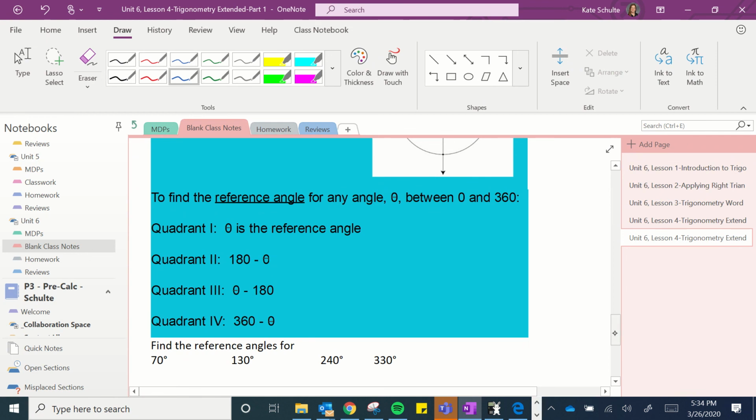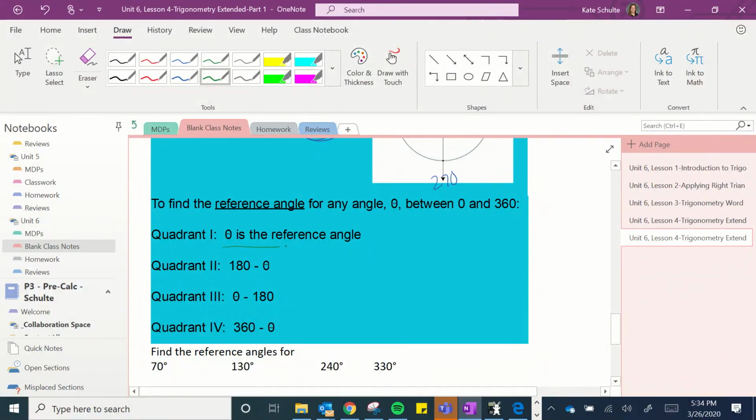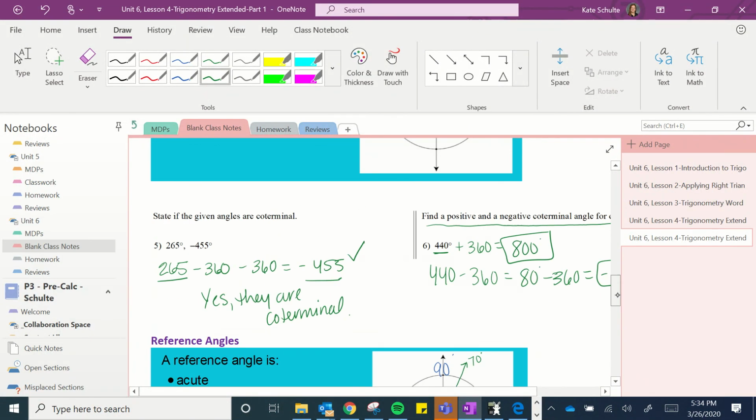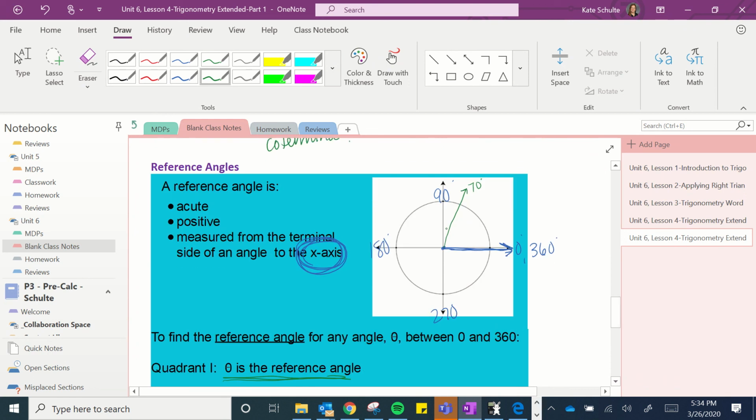Okay, so if I start at 70 degrees, if these are all positive, so I know 90, 180, 270, this is 0 and 360. So if I start at 70 degrees, my reference angle is just going to be the theta because it has to be acute, right? And remember, I'm only using the x-axis. So I can't go to this part of the x-axis because that measures more than 90. It's obtuse. And so my reference angle is just going to be right in here, which is theta.